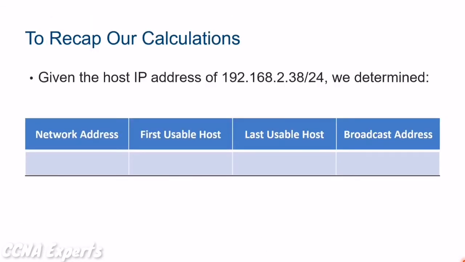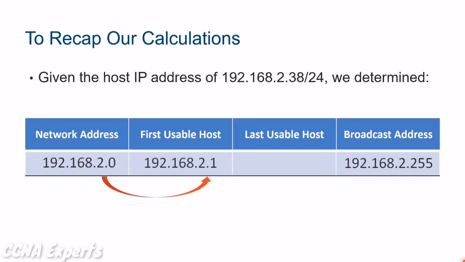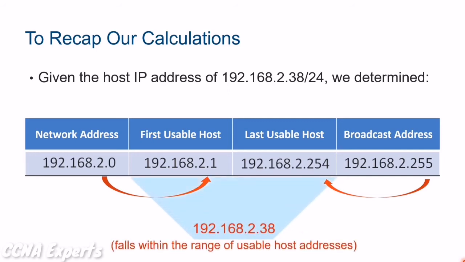Let's recap our calculations. We began with the host IP address of 192.168.2.38/24. Using binary ANDing, we determined that this host belongs to the network 192.168.2.0. Keeping the network portion the same, but placing all binary 1s in the host portion, we determined that the broadcast address for this network is 192.168.2.255. Again, keeping the network portion the same but changing the host portion, we determined that the usable host range for assigning addresses to devices on this network is 192.168.2.1, which is one number up from the network address, and 192.168.2.254, which is one number down from the broadcast address. You can see that our original host IP address falls within this range.